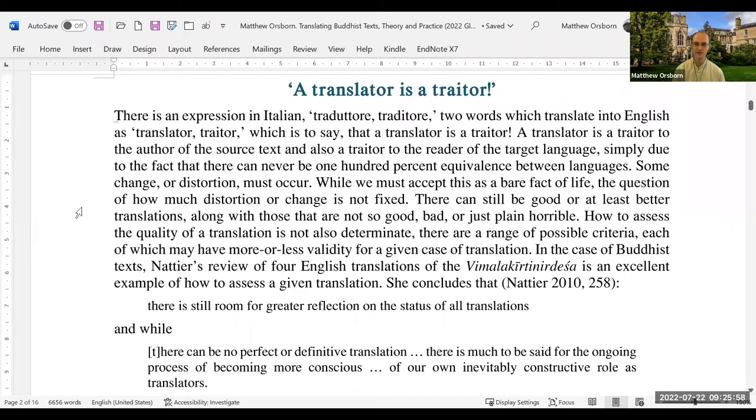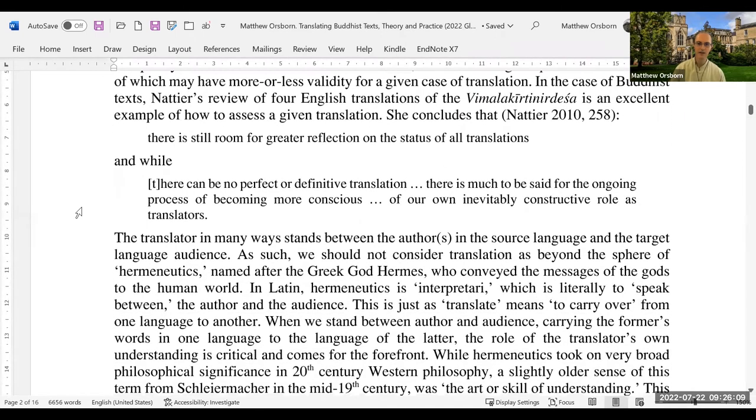In the case of Buddhist texts, Jane Attia's review of four English translations of the Vimalakirti Nirdesha is an excellent example of how to assess a given translation. And in that study, she concludes that there is still room for greater reflection on the status of all translations. And while there can be no perfect or definitive translation, there is much to be said for the ongoing process of becoming more conscious of our own inevitably constructive role as translators.